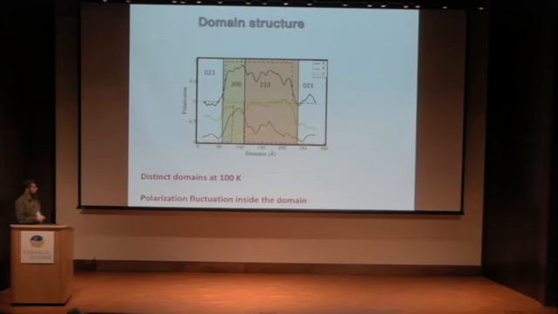Some domains are pretty big, some are very small. And the other thing that we can see is that there's polarization fluctuation inside the domain. In a real ferroelectric, this would be completely flat, and there would be no variation at all. But here there's fluctuation, and again, this is even at 100 Kelvin. So this is not due to temperature effect. This is a static intrinsic effect of the relaxor material.